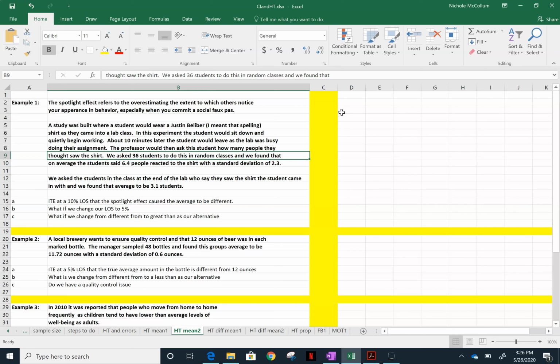extent to which other people notice your appearance and behavior, especially when you commit a social faux pas. For example, we built a study where a student would wear a Justin Bieber shirt, I really meant that spelling, as they came into a lab class. In this experiment, the student would just sit down and quietly begin working. About 10 minutes later, the student would leave as the lab was busy doing their assignment. They'd switch into a different shirt and go on with the day.